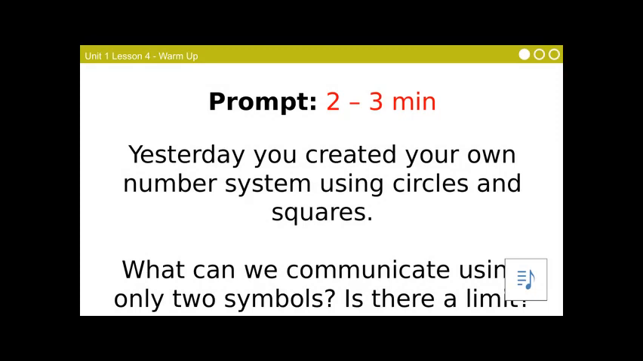So who remembers what we did during our last lesson? That's correct, very well. Yesterday we created our own number systems using circles and squares. So who can tell us what we can communicate using only those two symbols? They could be squares, circles, stars, apples, anything. Is there a limit? So I'd like you to answer that question on Google Classroom and then share with the class.